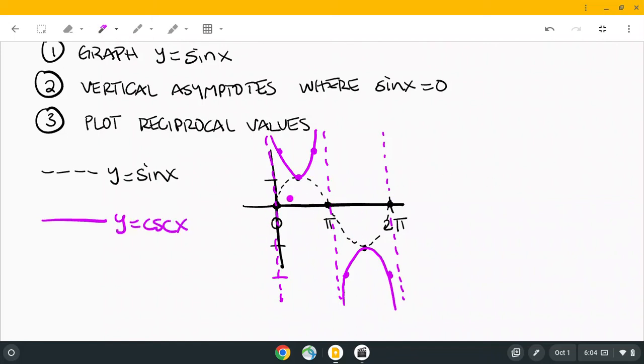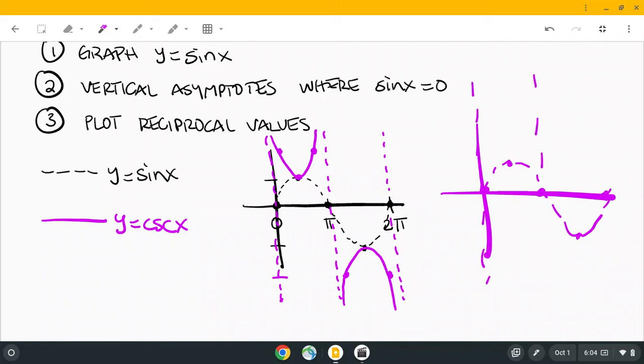So we always start off with the sine graph, and then we put our vertical asymptotes down, and then we just take the reciprocal. Now, make sure you understand that this point right here at 1 is also a point on cosecant. Sometimes I see students do this, okay? They do their sine graph, right? And they do this, they do this, they do this, right? And then they put their vertical asymptotes.